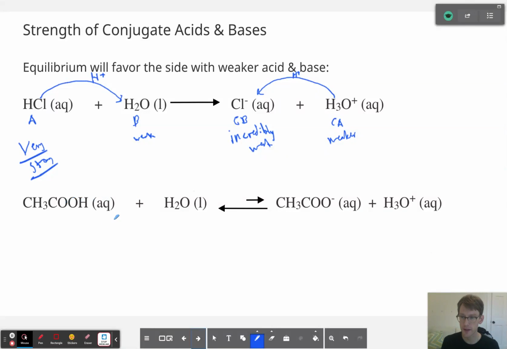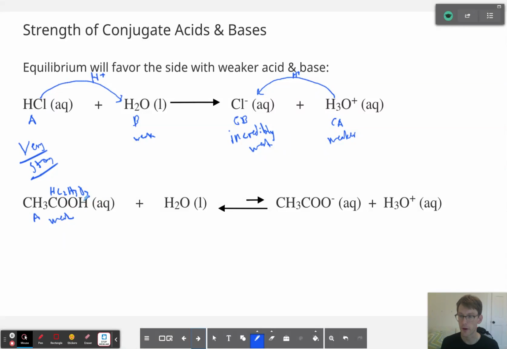Next, we have this example, and we have a weak acid. This is going to be CH3COOH, which I suppose you also may see written as HC2H3O2.